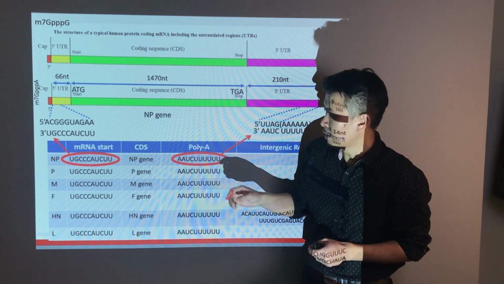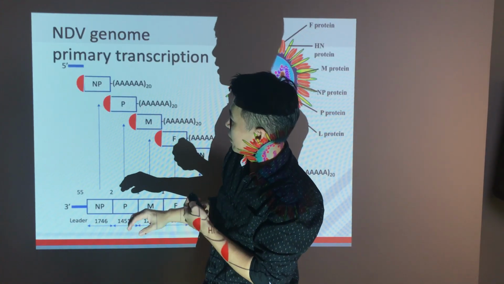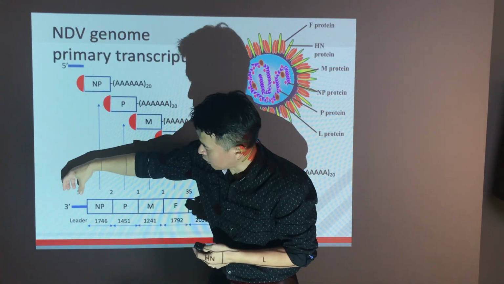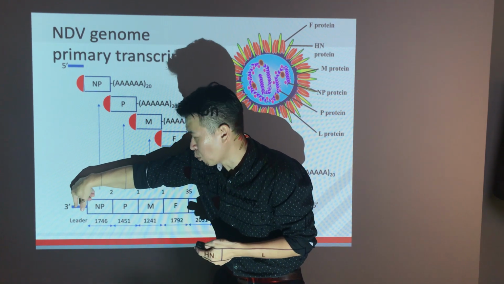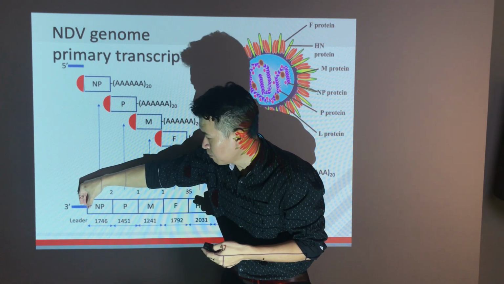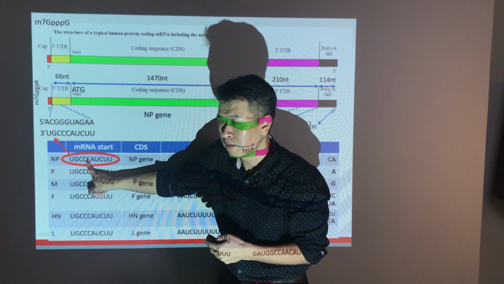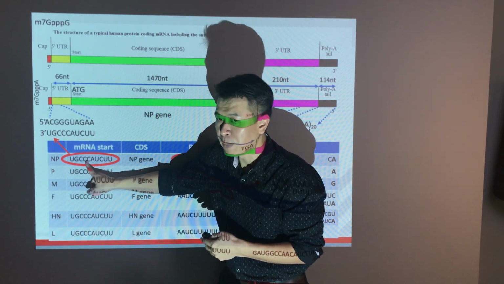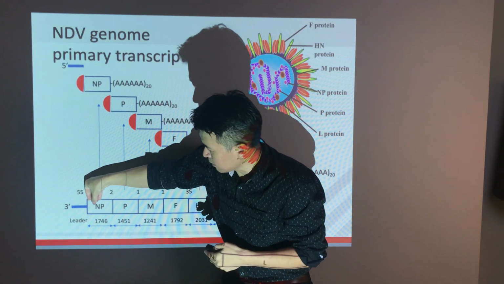What it means here is, let's go back to here, when the polymerase binds to the 3' end, where it behaves like a promoter, and starts going into the NP, it will start recognizing this sequence and it knows that this is the beginning of a new sequence. So it will start synthesizing.